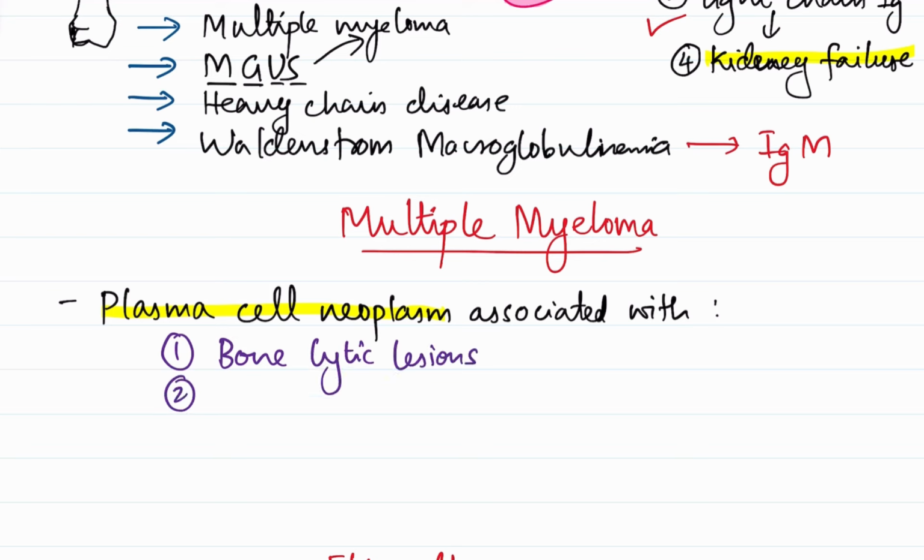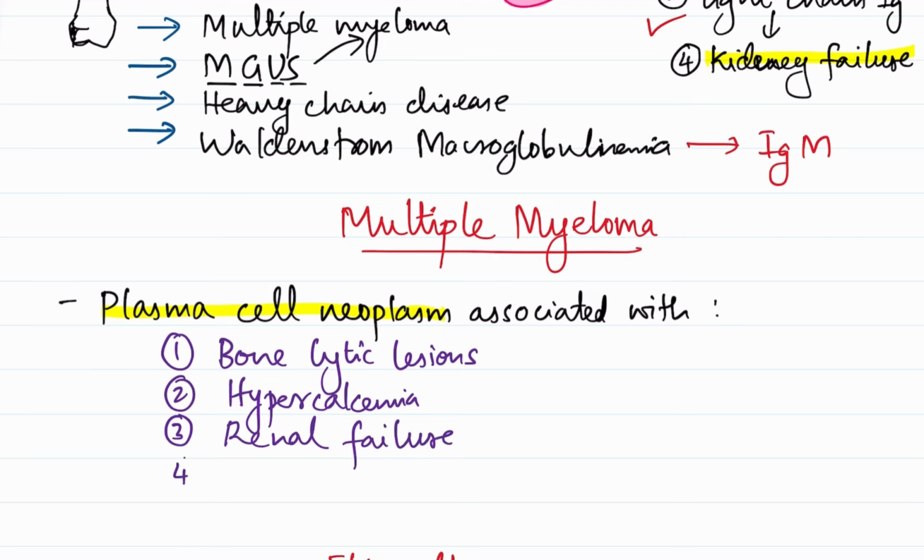Because of bone lysis, the calcium is released into the blood, leading to hypercalcemia. And then we had said that the light chains are filtered by the glomerulus and they damage the tubules, leading to renal failure. And these immunoglobulins, as I have said, are abnormal, not normal immunoglobulins. So they do not perform the normal immune function. So the person will have decreased immunity. So a plasma cell neoplasm with these 4 features indicates multiple myeloma: bone lytic lesions, hypercalcemia, renal failure, and decreased immunity.